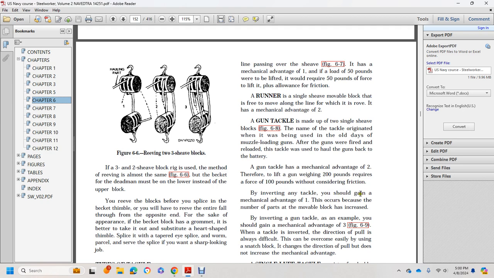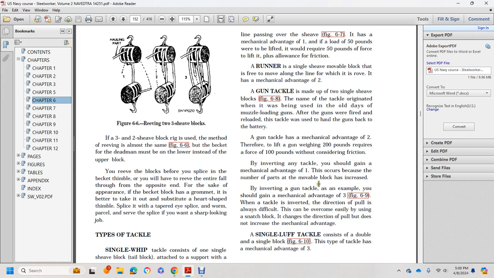By inverting any tackle, you gain a mechanical advantage of 1. This occurs because the number of parts of the movable block has increased. Inverting a gun tackle, for example, shows a gain with a mechanical advantage of 3. With the tackle inverted, the direction of pull is often difficult. This can be overcome easily with a snatch block, which changes the direction of the pull, but does not increase the mechanical advantage.